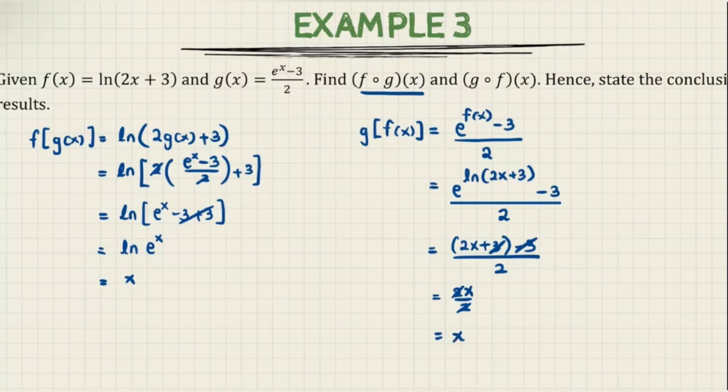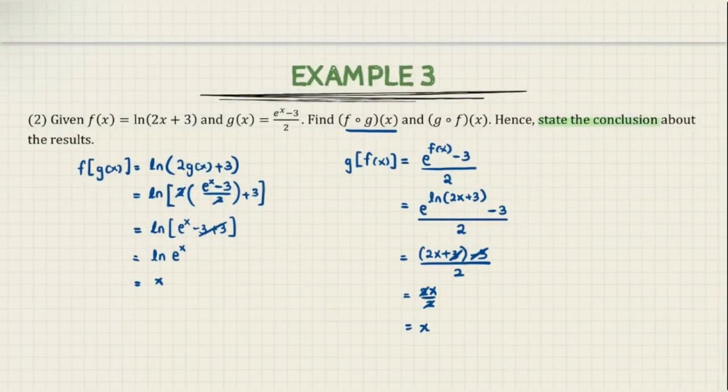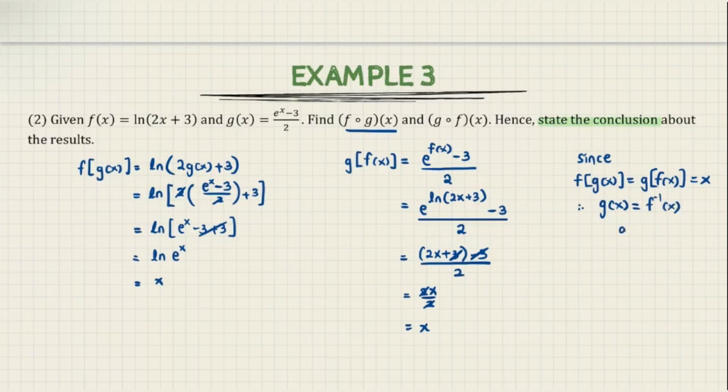So what can we conclude based on these two relation? Nampak tak? Dia ada tanya dekat sini. State the conclusion. Okay. Since kita dapat this one. So since f of gx is equals to g of fx, which is equals to x. So therefore g of x merupakan inverse kepada f, and f of x is the inverse of g of x.